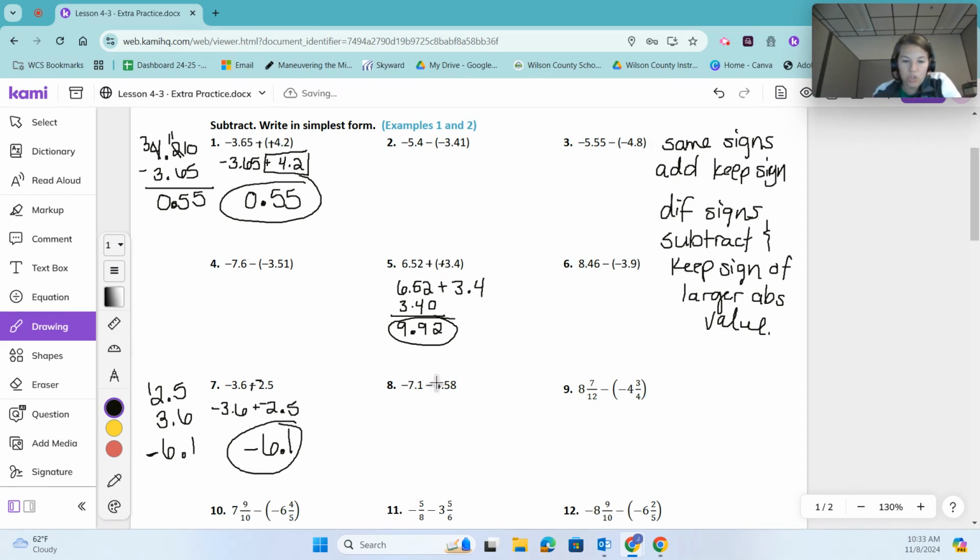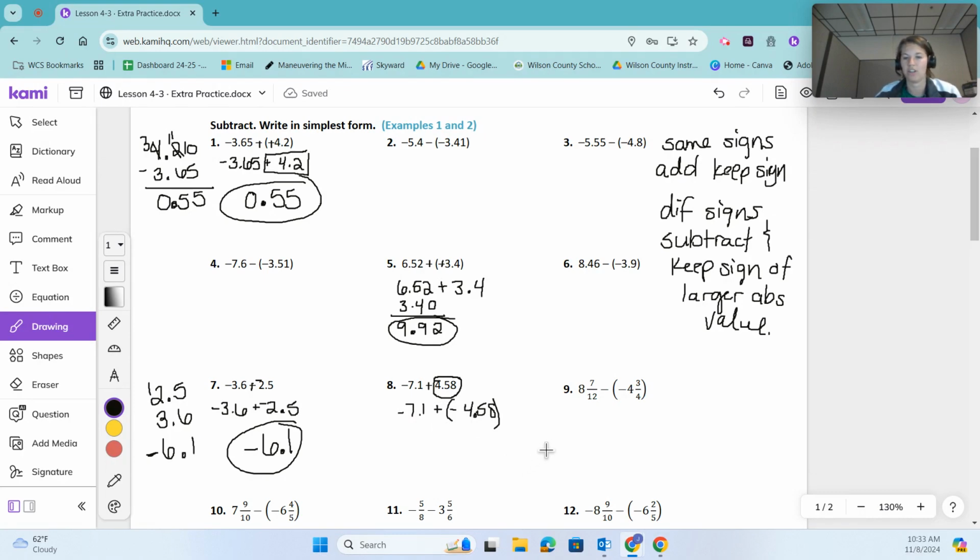Okay, so when you just see that single sign, remember this is a positive here. Okay, when we're looking at our signs, we have to make it the opposite. Negative 7 and 1/10 plus negative 4 and 5/8 when we do our adding the opposite. I'll let you do that one on your own.